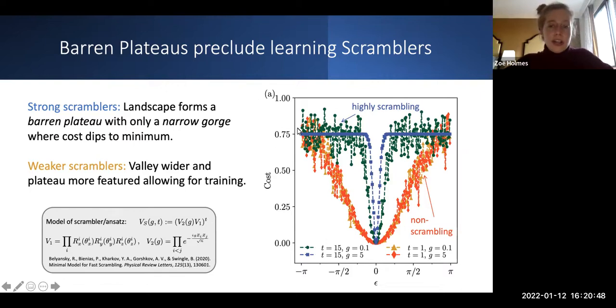And on the right here, we plot a cross section through the cost landscape for a highly scrambling unitary. Highly scrambling means large G and large T. And what we find is that the cost landscape is almost entirely flat, with just a narrow gorge where the cost gets down to the minimum. In contrast, for a non-scrambling or very weakly scrambling unitary, with small T and small G, the cost landscape is much wider and much more textured, allowing more effective training. So I think that's a nice visual representation of how the barrenness of the cost landscape depends on the degree to which the target unitary is scrambling.